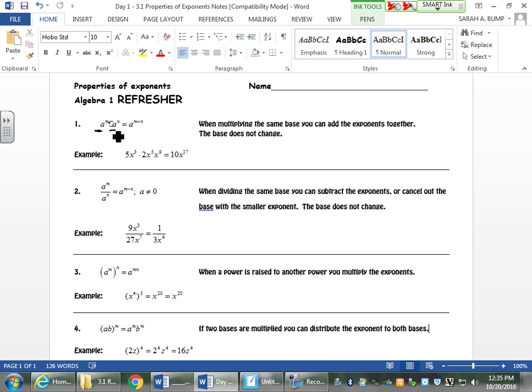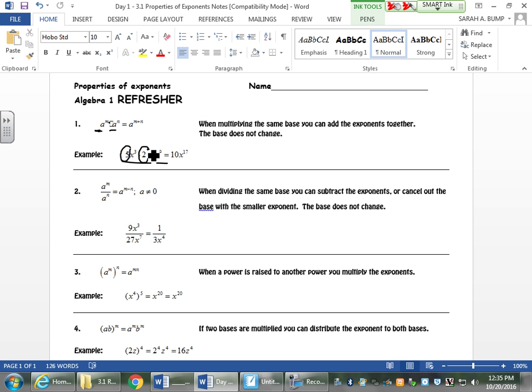So there's an example of that down here. 5x cubed times 2x to the 5th times x to the 9th. The 5 and the 2, think of those like coefficients. You can just multiply those like normal. 5 times 2 is 10. And then the x's, you're adding up all those exponents. So 3 plus 5 plus 9 gives us a total of 17 x's.